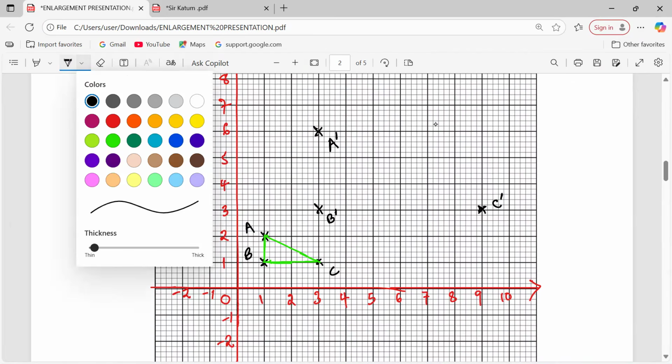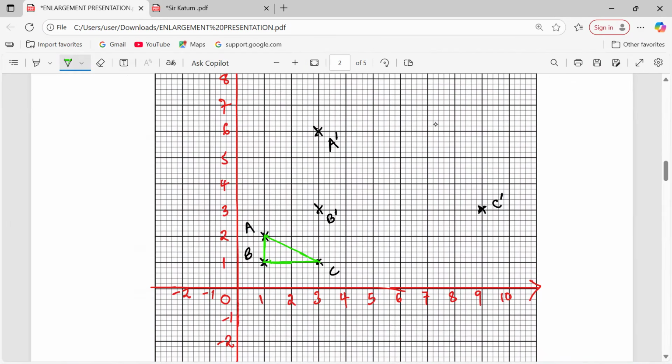You see, we now complete the triangle. So from A to B like that. Then from B to C like that. Then from C again to A, so that you may complete the triangle. Now we are having two triangles. And from the look of things, you can see the second triangle has already been enlarged.